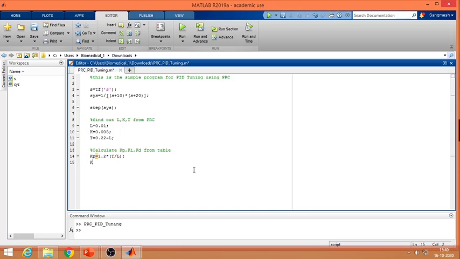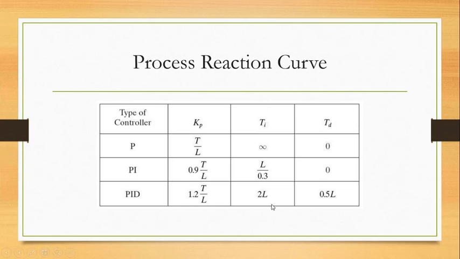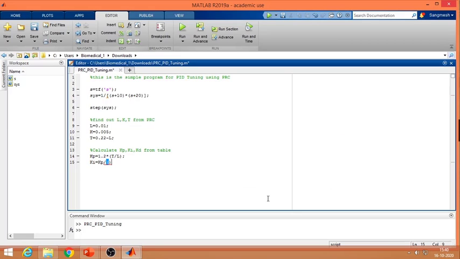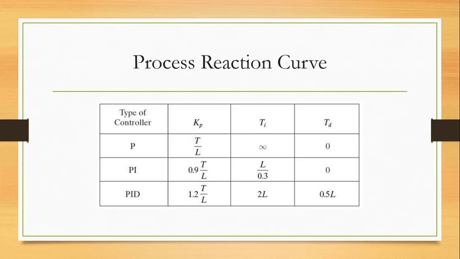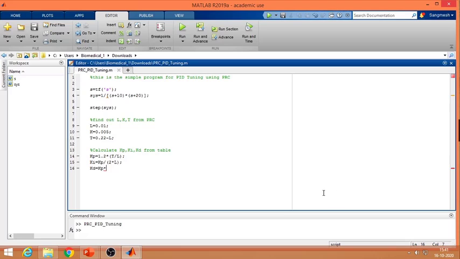What is Ki? Ki is nothing but Kp by Ti. Okay, so what is Ti? In this case, Ti is nothing but 2L, so it is divided by 2 into L. Very good. Next we have Kd, which is nothing but Kp into Td. Let's check what Td is: it is 0.5 L, so it is 0.5 into L. So these are the values of Kp, Ki, Kd we get.